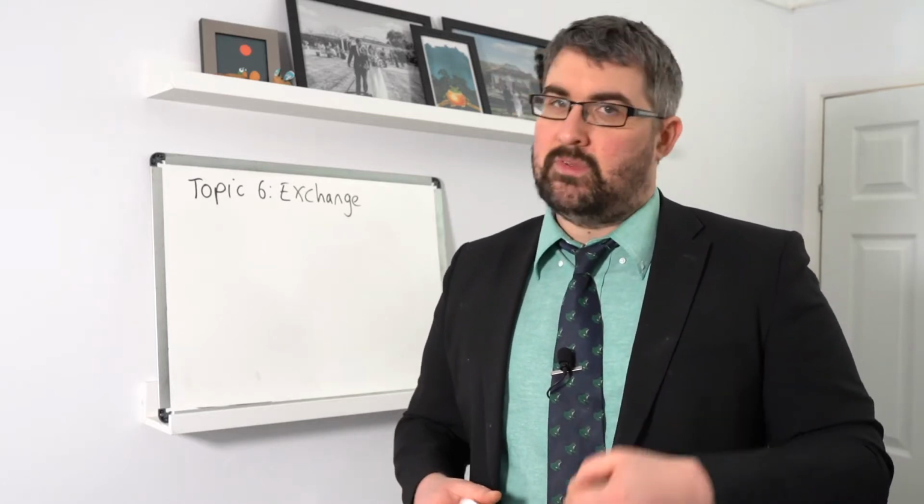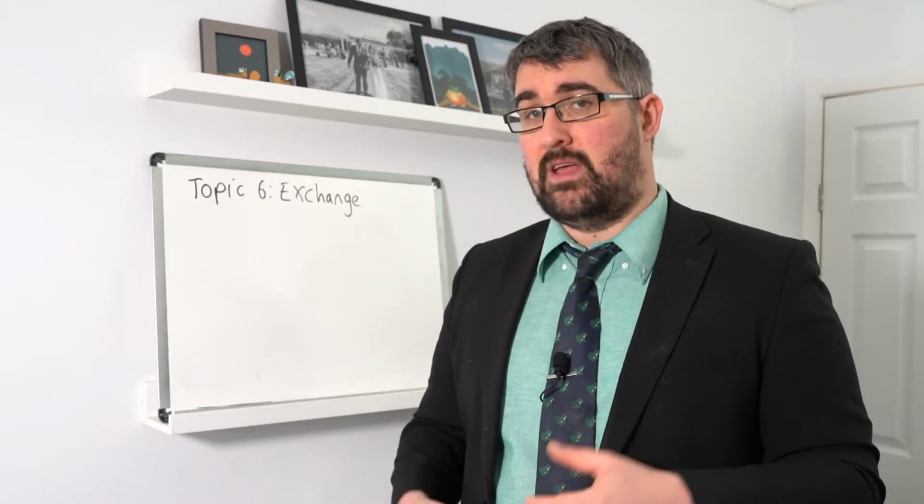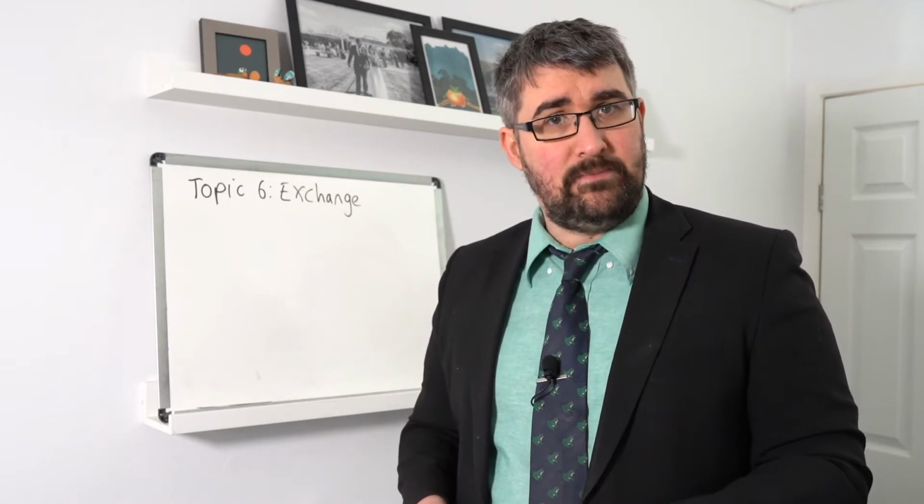Larger bodied organisms tend to have a much lower surface area to volume ratio than smaller bodied organisms, because as you increase the size of the organism or the size of the cell, the volume increases much more rapidly than the surface area does. As a result, that surface area to volume ratio begins to decrease.